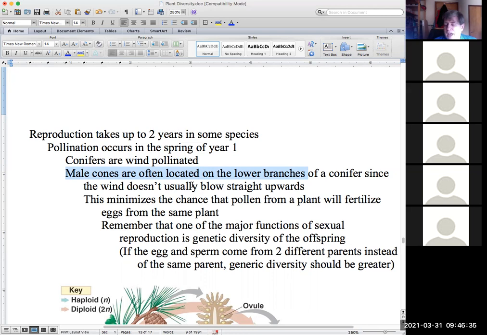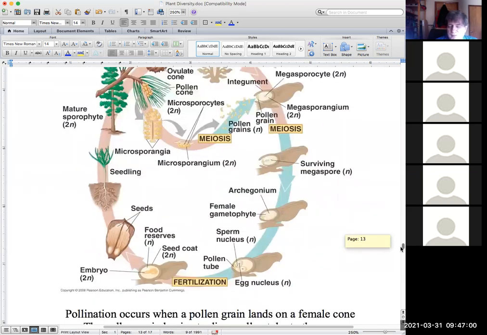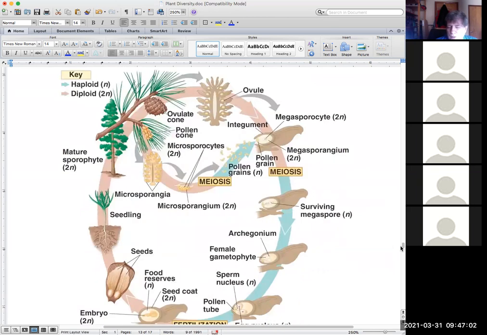So if the wind blows sideways, this reduces the chance that pollen from a plant is going to fertilize an egg on the same plant. Because remember, the whole point of sexual reproduction is genetic diversity. You still get some genetic diversity if the pollen and the egg are made by meiosis, but not as much as if they come from completely different parents. So that's an advantage.